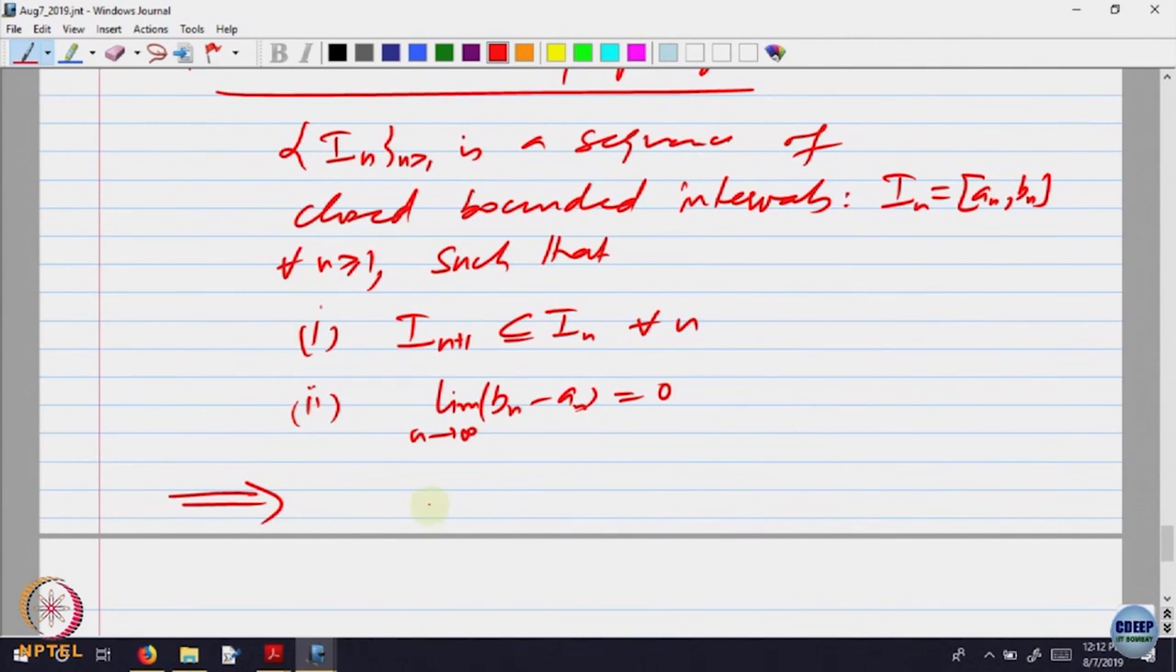eventually what do you expect? I should capture that point and only that point, right. So, it says the intersection of the I n's, n from 1 to infinity, is a singleton point x for some x belonging to R. A nested sequence means the next one is inside the previous one. That is why we call it the nested interval property: a sequence of intervals which is nested. The next one is inside the previous one and they are becoming smaller and smaller, so saying that the length is going to 0.